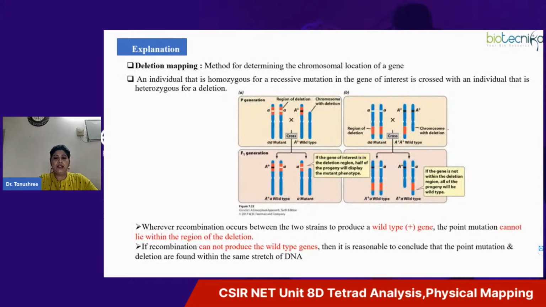So what is deletion mapping? Deletion mapping is a method where you determine the chromosomal location of a gene. And how can you do that? To make you understand, I have taken this cross example. Here, the individual which is homozygous for a recessive mutation in a gene of interest is crossed with an individual that is heterozygous for a deletion. This is the parent generation, and this is the individual with the mutation in the homozygous condition. And this other individual has a deletion over here. This chromosome part is deleted where your allele A is present.